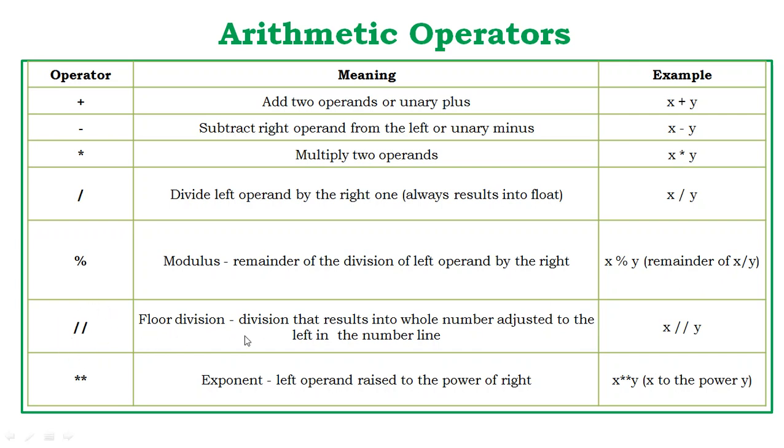Now what is the meaning of floor division? As I said, 11 divided by 3 means 3 into 3 is 9, and 3 is the quotient. In floor division, we can find the quotient. We can display the quotient only, the integer value after dividing, not the decimal value. And what is the meaning of the double star? Double star stands for x to the power y, exponent: left operand raised to the power of right.